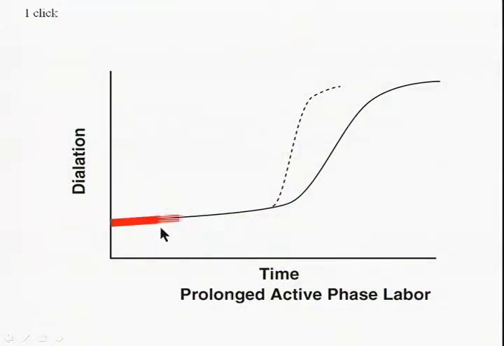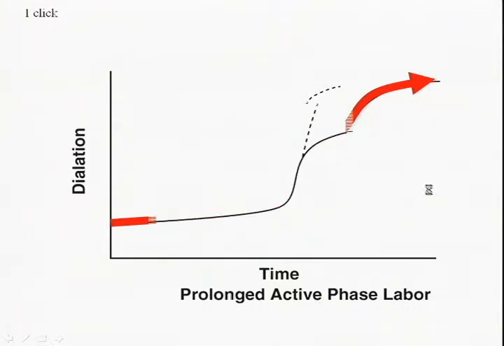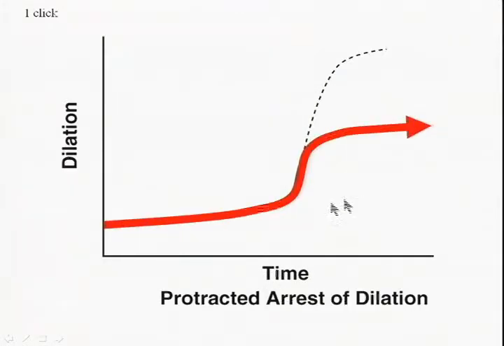Here we have the labor curve. This is a prolonged active phase. You can see there is dilation, but it's going slower than it should be. And here we have an arrest. It went up to maybe 6, 7 centimeters and has stopped.